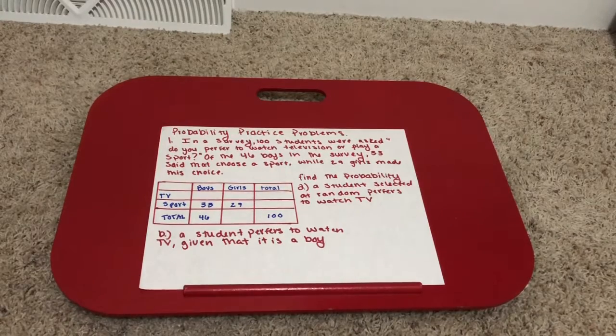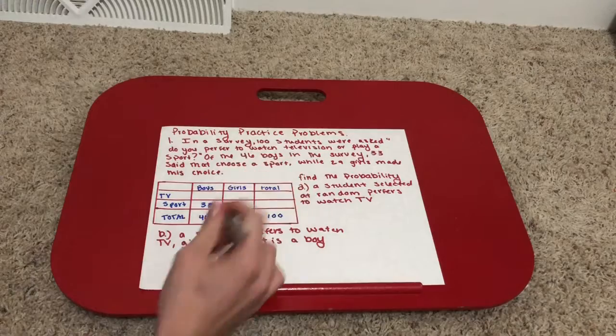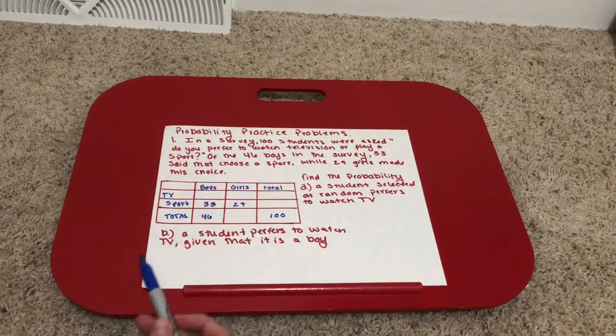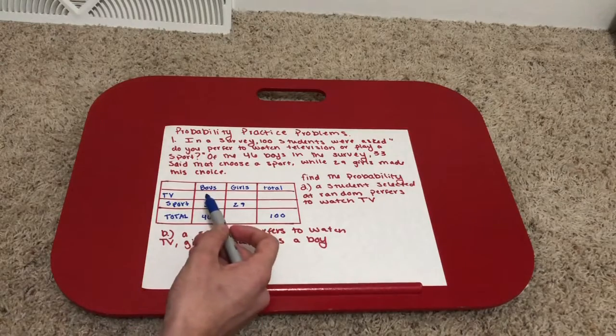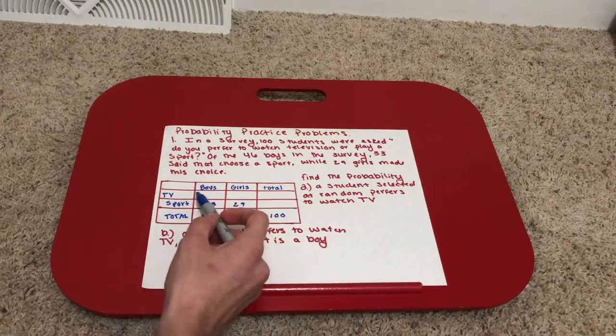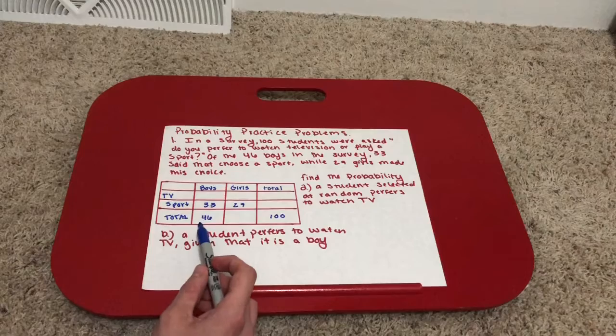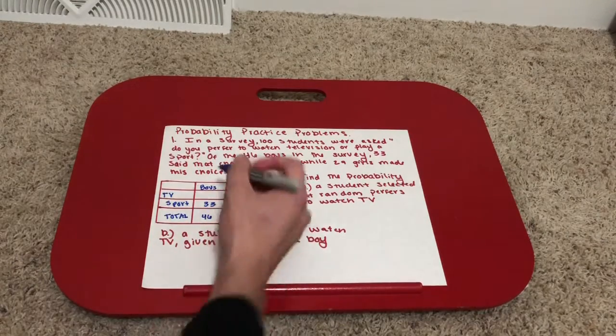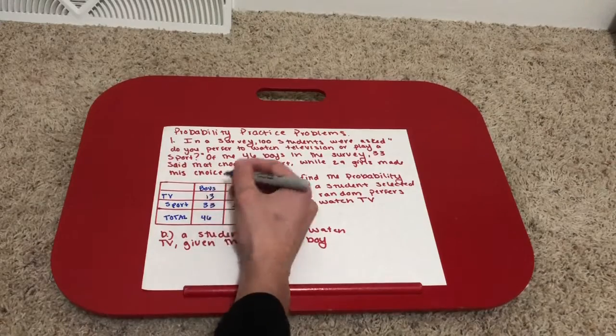So first things first, we're going to fill out the chart. And to fill out the chart, it's basically just simple subtraction and addition. So we have to figure out, first I'm going to do the first column, boys. So we have to know that 33 and some number equals 46. So you can just do 46 minus 33, or just do it in your head, which is 13.